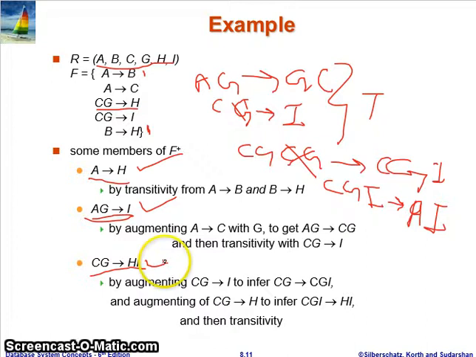So with the help of these Armstrong rules, we can derive other FDs as well. All the other FDs combined with the given FDs, we call the closure of FDs.